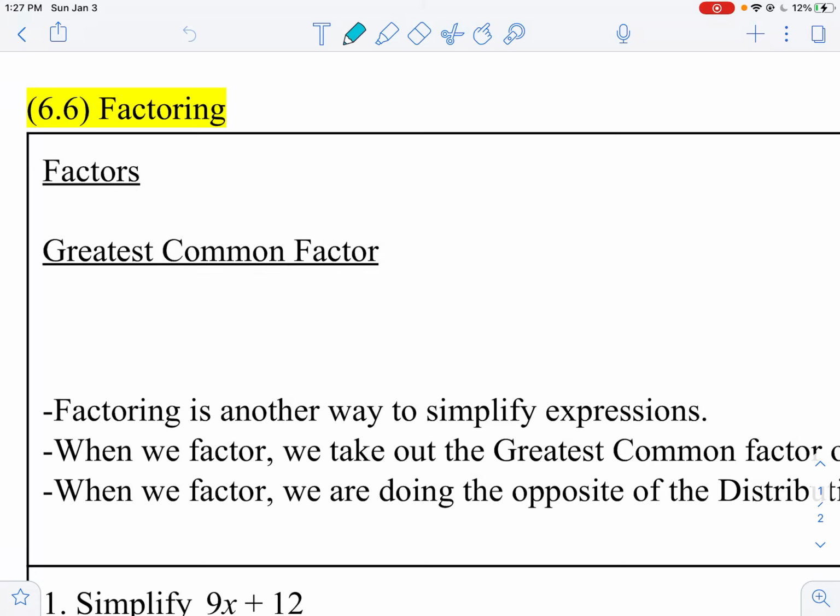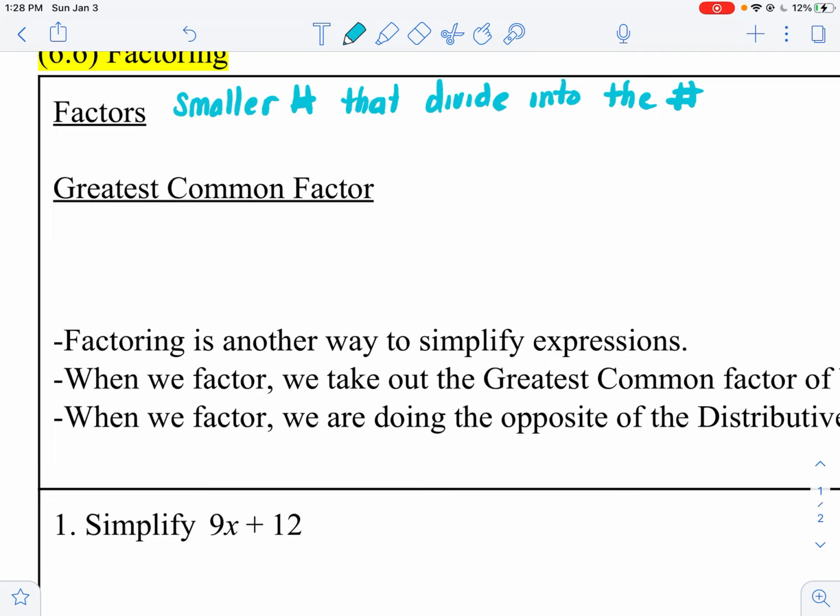In this video, we are going to learn about factoring. So just a little recap. Factors are the smaller numbers that divide into the number we're talking about, the regular size number, okay? And the greatest common factor is the biggest one that two numbers have in common, okay?